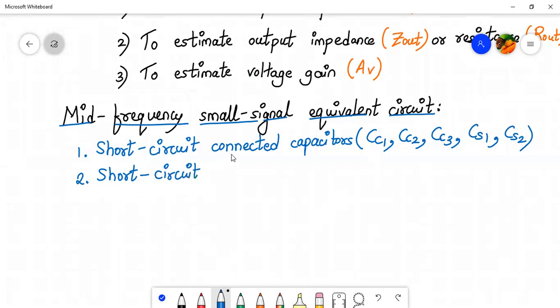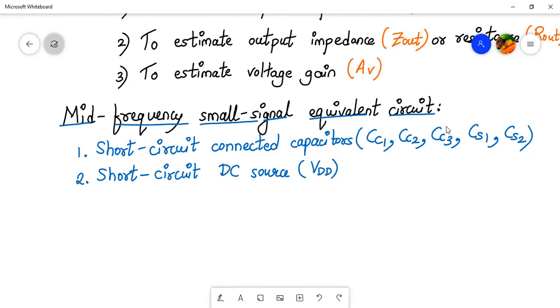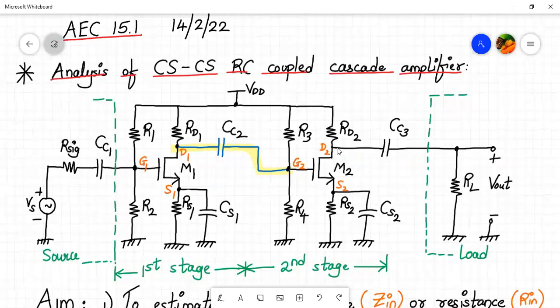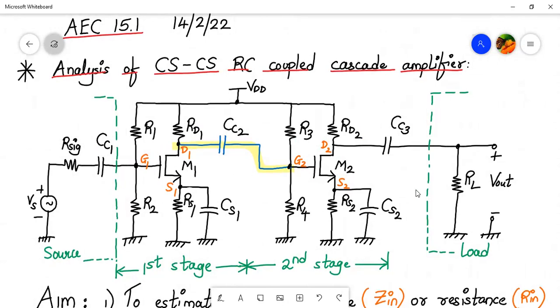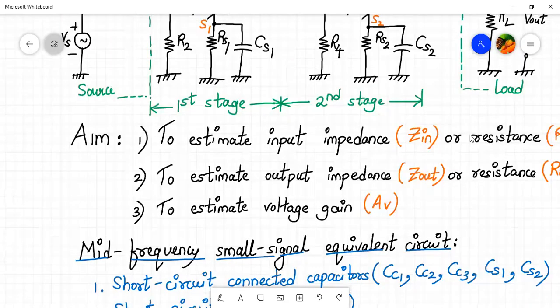So short circuit DC source if they are present. Yes, DC source in the form of VDD is present. So VDD we have to short circuit, right? So over here we have VDD, and that we have to short circuit. And also finally, we have to replace the MOSFET by its small signal model. Okay, high frequency, small signal model of the MOSFET.